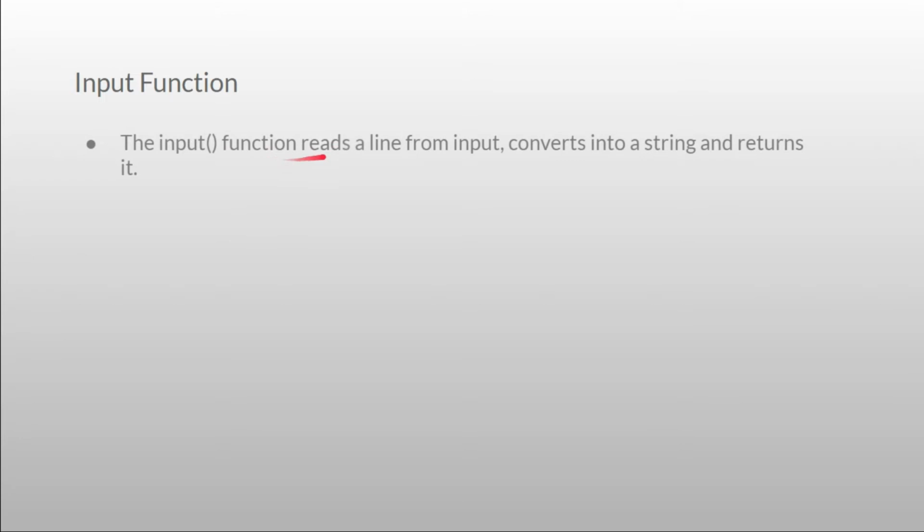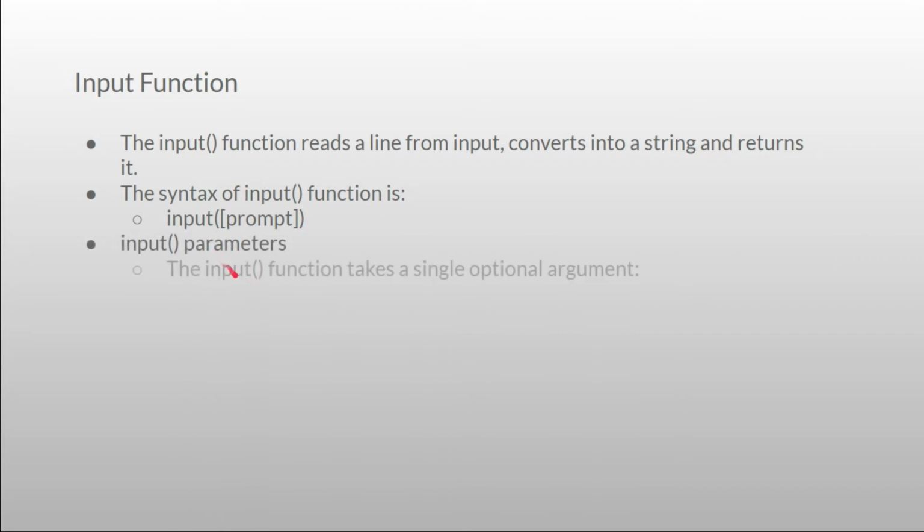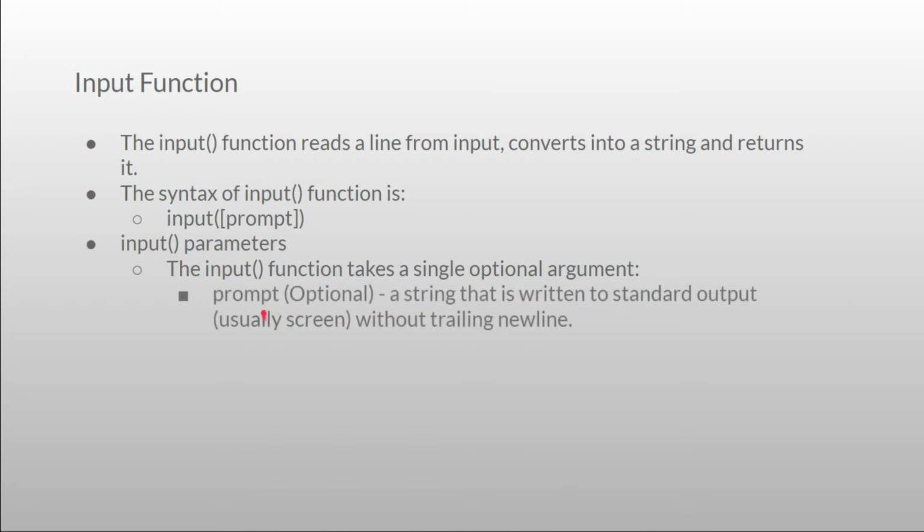Let's start with the input function. The input function reads a line from input, converts it into a string and returns it. The syntax of the input function is input and a prompt. The prompt is the parameter of the input function, and the input function takes a single argument, and that too is optional. This prompt argument is a string that is written to the output screen.